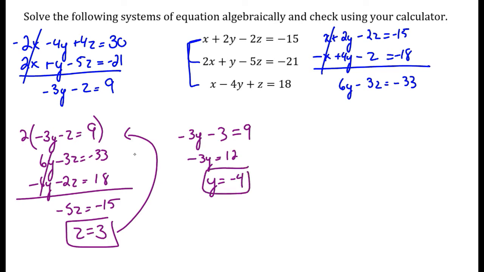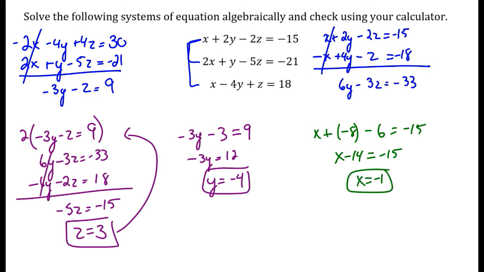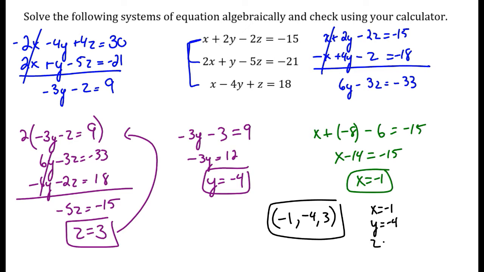And I'm going to take both of those values now and plug them back into one of my originals back here. I'm going to pick the first one just because that looks the simplest. x, I don't know what that is, plus 2y, plus negative 8, minus 2z, minus 6, equals negative 15. So x minus 14 equals negative 15, which means x has to be negative 1. So the solution to my system of equations here is negative 1, comma negative 4, comma 3. That's the ordered triple where these three planes intersect. Or you could just write it as x equals negative 1, y equals negative 4, z equals 3.